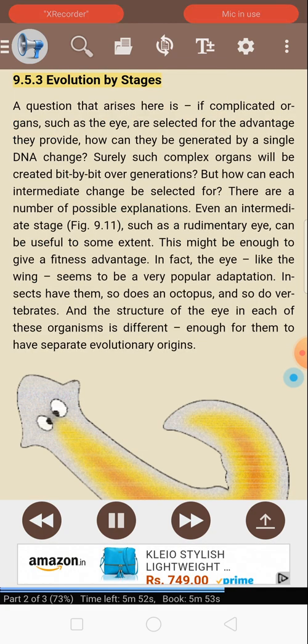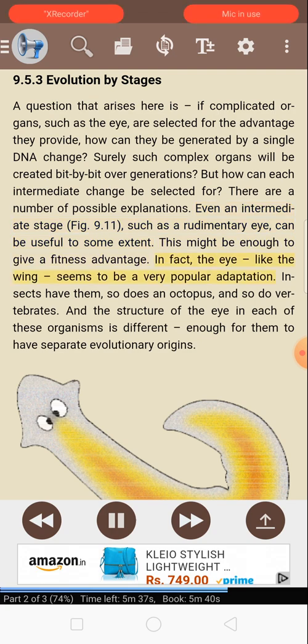9.5.3 Evolution by stages. The question that arises here is, if complicated organs, such as the eye, are selected for the advantage they provide, how can they be generated by a single DNA change? Surely such complex organs will be created bit by bit over generations. But how can each intermediate change be selected for? There are a number of possible explanations. Even an intermediate stage, Figure 9.11, such as a rudimentary eye, can be useful to some extent. This might be enough to give a fitness advantage.